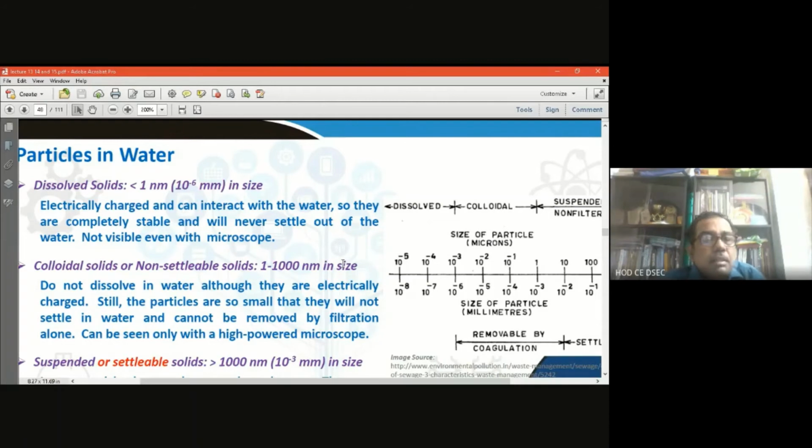Second category is the colloidal solids or non-settleable solids, between 1 to 1000 nanometer in size. 1000 nanometer means 10 to the minus 3 millimeter. They also do not dissolve in water, although they are electrically charged. But still the particles are so small that they will not settle in water and cannot be removed by filtration alone. They can be seen with a high powered microscope only. So those are the colloidal solids or non-settleable solids that I have discussed.